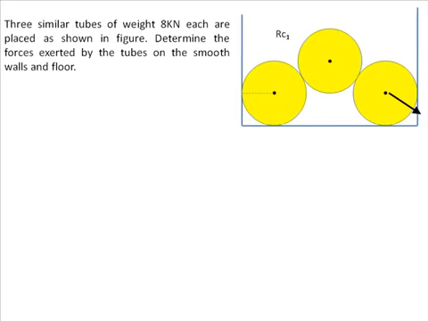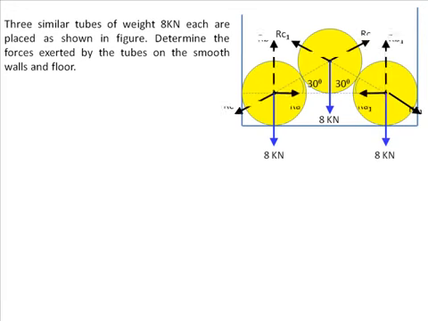let's read the problem. Three similar tubes of weight 8 kilonewtons are placed as shown in the figure. Determine the forces exerted by the tubes on the smooth walls and floors. Here are the tubes with the given geometry, and if you draw the free body, these are the forces. What is asked is what reactions are coming out of the wall and floor.